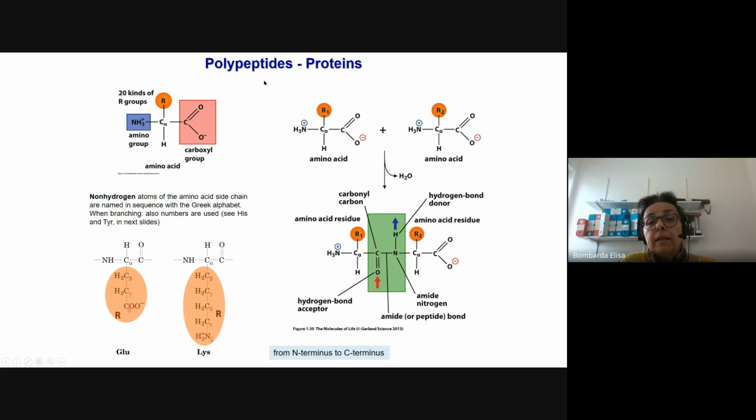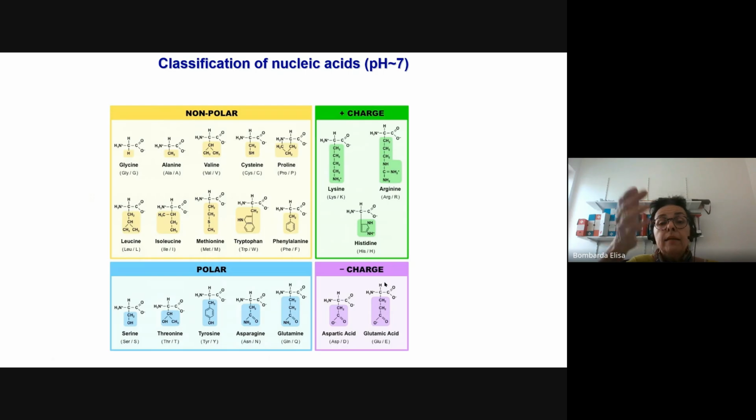And to create the chain, the building blocks have to be linked, and the linkage is the peptide bond. That is practically an amidation that you have here. Okay, and here is the list of all the natural amino acids that we find in protein.